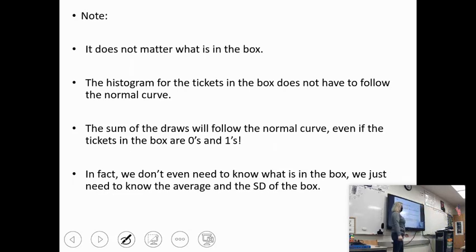But that doesn't matter. The sum of the draws will always follow the normal curve, even if the tickets in the box are just zeros and ones. So in fact, we don't even need to know what's in the box. If we just know the average and SD, we can find out information about it. That's the beauty of the normal curve: we know eventually the more draws you do, it's going to follow that normal curve.